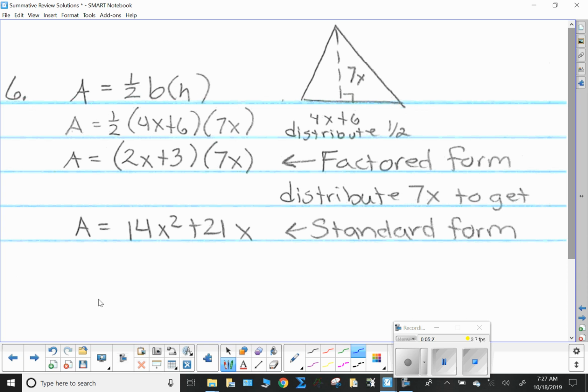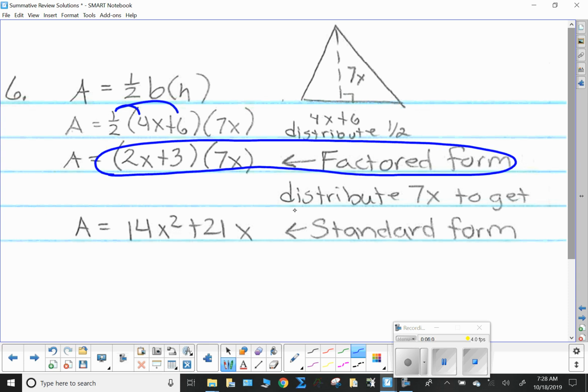The last one here, what is the area of the triangle in factored form? In standard form, meaning you need both. Well, remember the area of a triangle is 1/2 base times height. When you look at this, you're going to have 1/2 times the base, which is 4x plus 6, times the height, which is 7x. If you distribute the 1/2, you're going to get 2x plus 3. You still have the 7x. This is now factored form. Okay, 2x plus 3 times 7x, factored form. There's one of your answers.